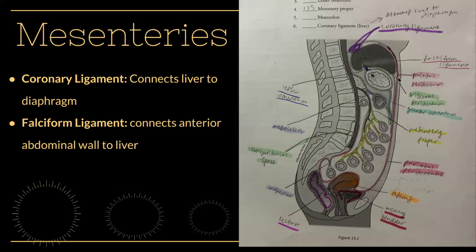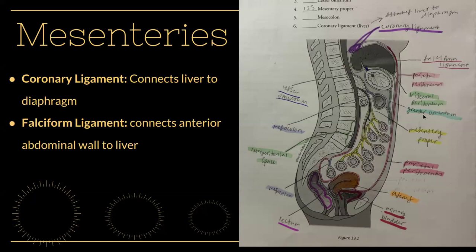Then we have the parietal peritoneum. Parietal peritoneum is going to be the one that is on the more superficial region. It's more towards the outside. While below it in green, you have your visceral peritoneum. So the visceral peritoneum is going to be behind it, and it's also going to wrap around the liver.